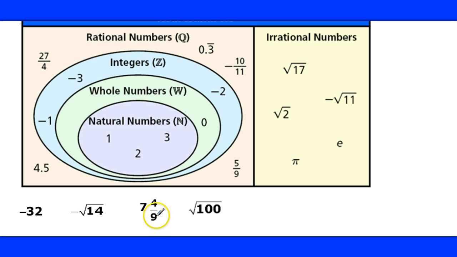Okay? 7 and 4/9, that's already written as a fraction, isn't it? So the smallest group, it's not a natural number, it's not a whole number, it's not an integer, so it is a rational number, which is also a real number. Square root of 100. Well, I need to simplify this. What is the square root of 100? It is 10. Is 10 a natural number? Yes. It is right in here. That means it is a natural number, a whole number, an integer, a rational number, and a real number. So that's how we classify those. And that's it.